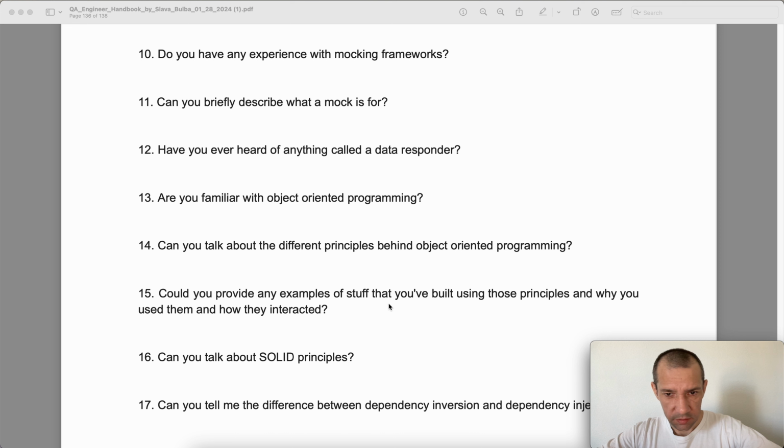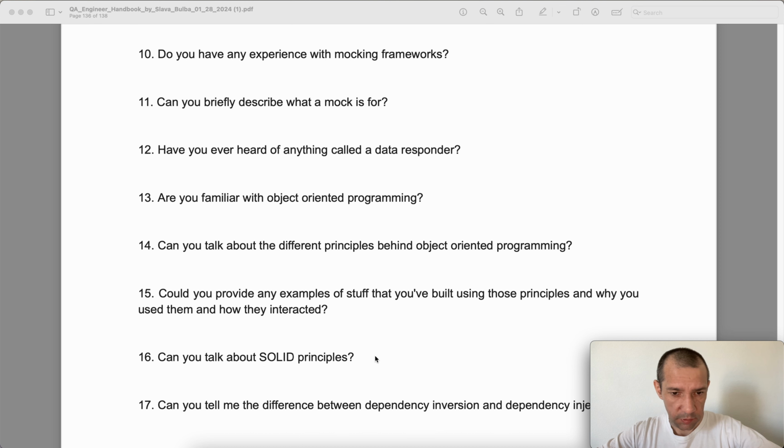Could you provide any examples of the stuff that you built using those principles, why you used them and how they interacted? So they were interested in more. They didn't ask to write the code, but to explain in which situations I applied those principles and how exactly. So here I gave an example for inheritance, about creating a base test class or page object base page class to put some reusable code in them and so on.